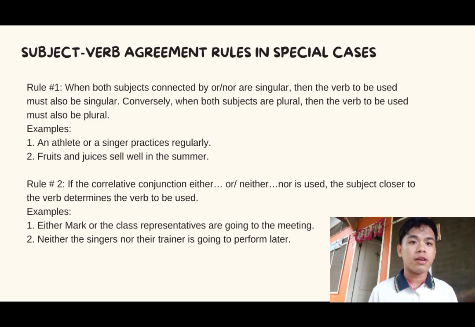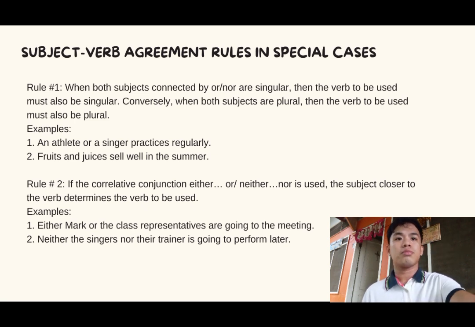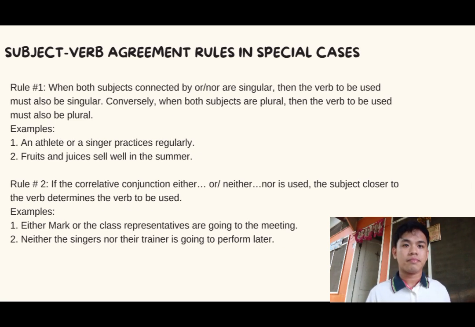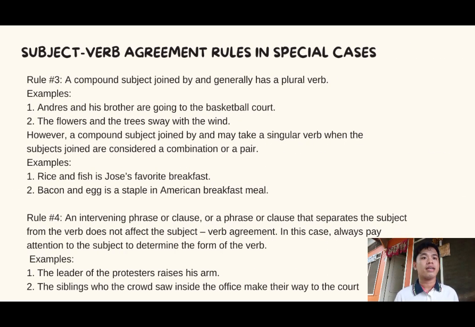If the roles were switched, let's say the trainer nor the singers, that's when we use the word are, because the singers now is the subject that is close to the verb. So let's proceed to rule number 3. A compound subject joined by and generally has a plural verb. These are the examples.